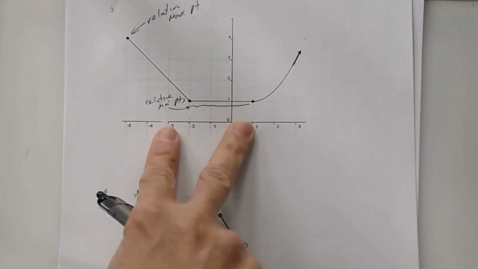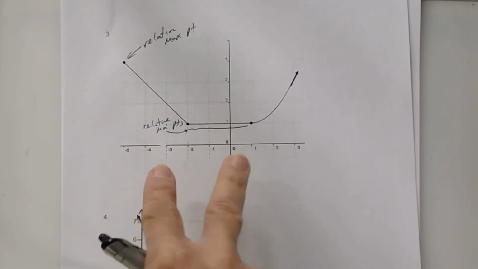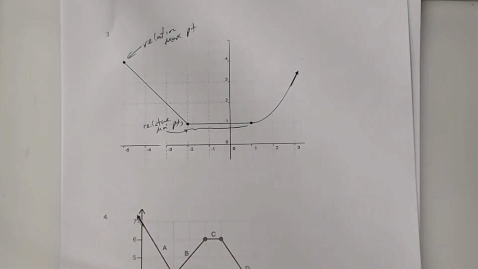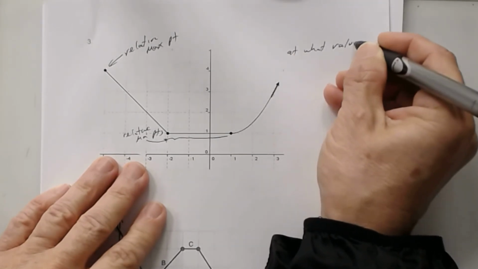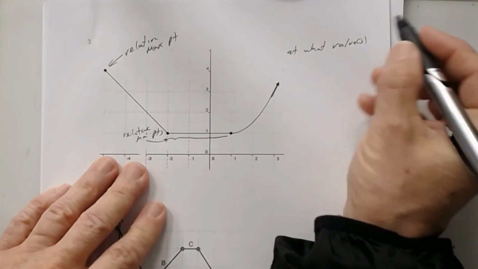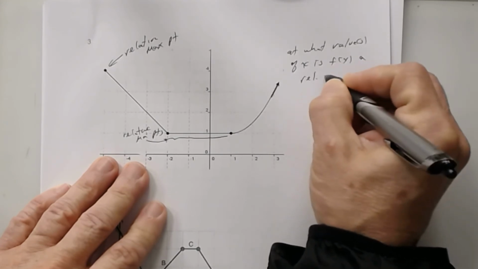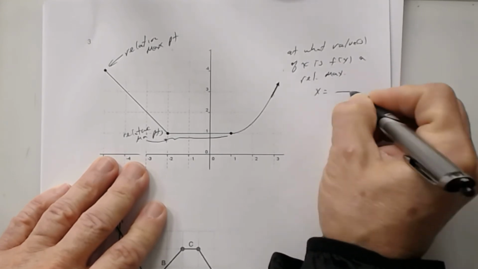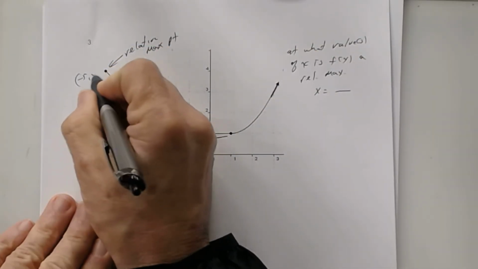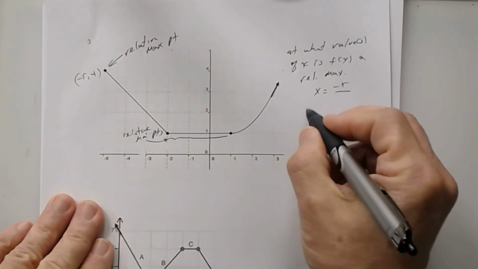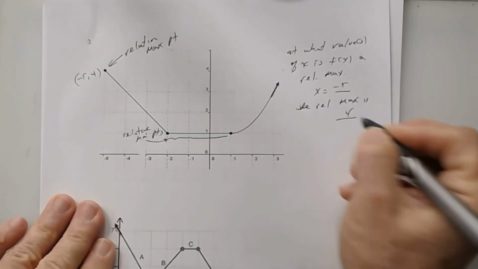So consider that one versus the previous one. How many relative maximums were there? 2. Here there's only what? 1. All right, so you're going to say at what values, plural or singular, of x is f of x a relative max? You're going to say x equal what? Label your point. That's negative 5 comma 4. So you can say negative 5. And what is that relative max? The relative max is 4.